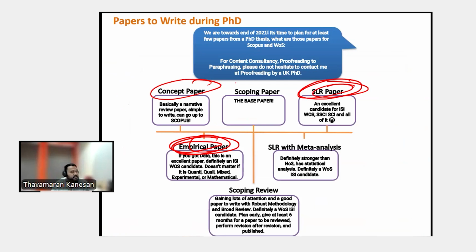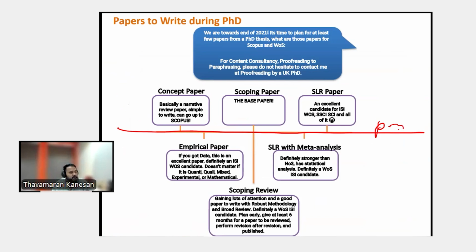Okay, here. So here you have a split point, proposal and thesis. Proposal, from your chapters 1 to 3, you can write a concept paper or SLR paper. Before your chapters 1 to 3, let's say you're someone who wants to write a paper very early into your PhD, a scoping review. These are all during the proposal stage. Once you already hit your thesis stage, you can write your empirical paper, because you already have data, right? SLR meta-analysis and scoping review from your future work.